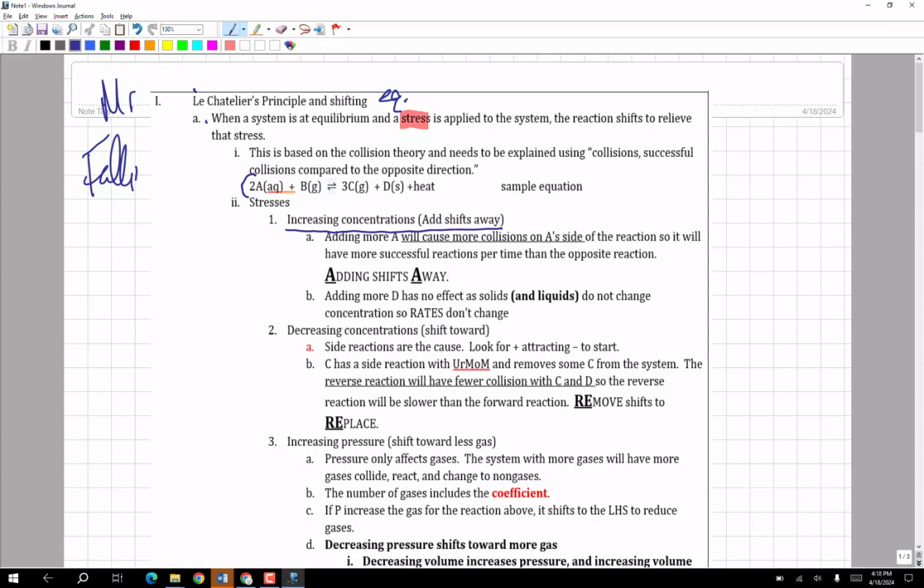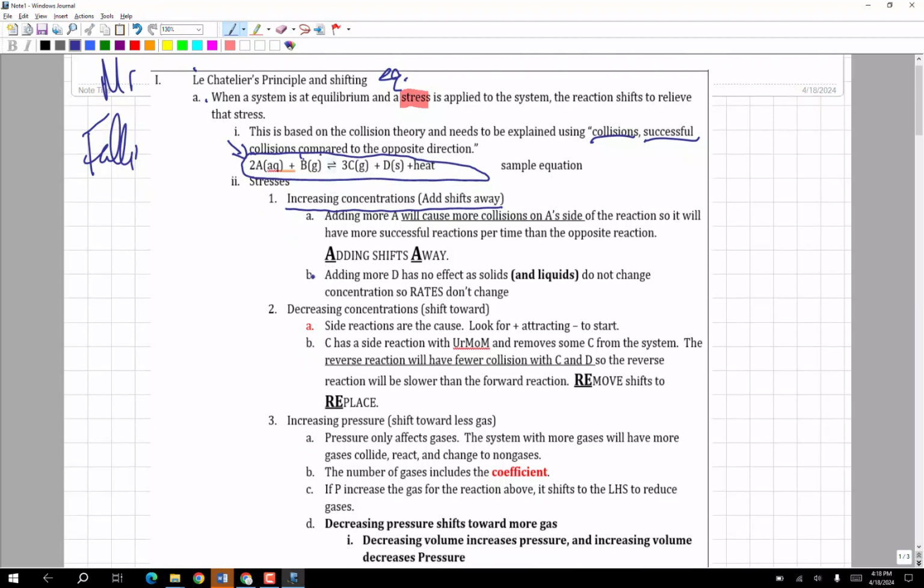Here's a reaction. If I add more A, there'll be more collisions on A's side. Adding more A means more A's will collide with B, so it will have more successful reactions per time than the opposite reaction. Notice again, more collisions and more successful collisions compared to the opposite reaction. So adding shifts away. AA is how I remember it. Adding shifts away.